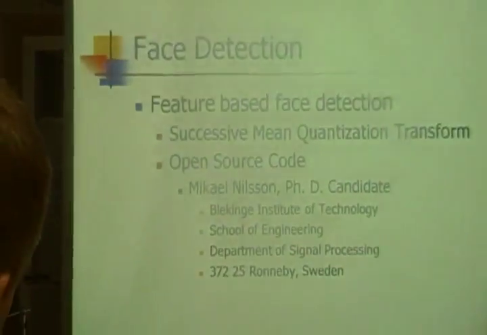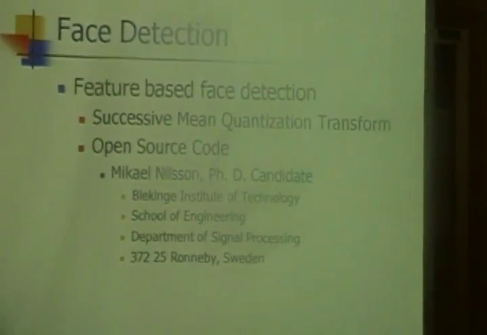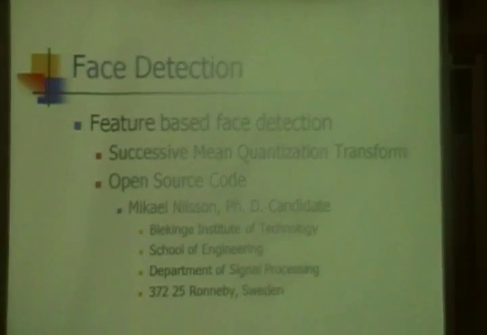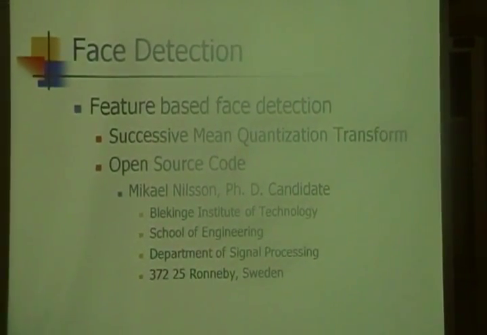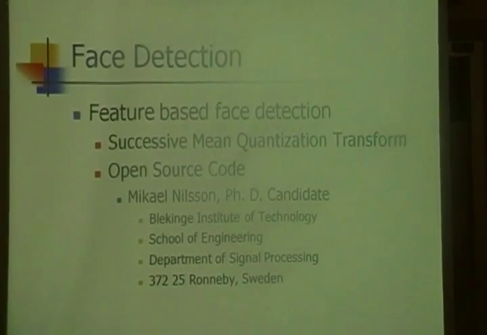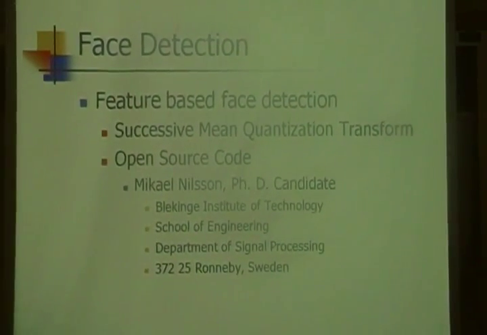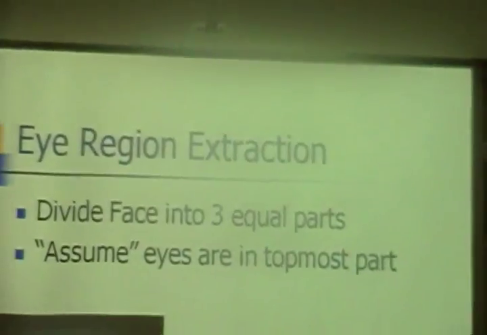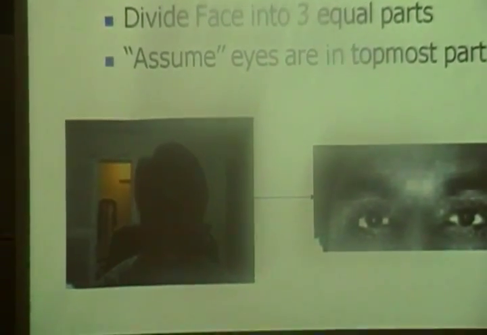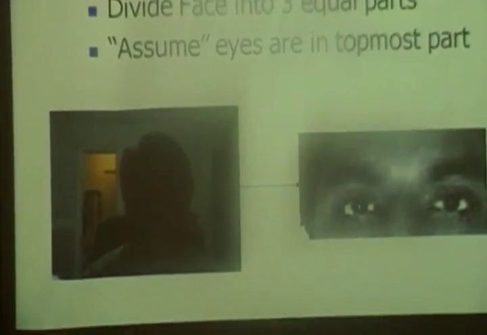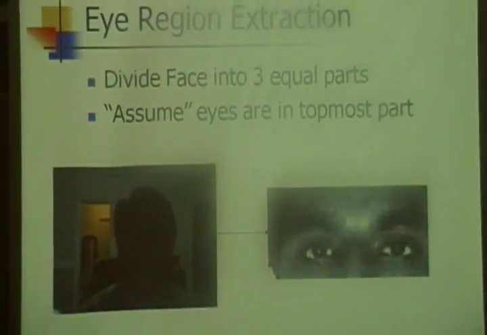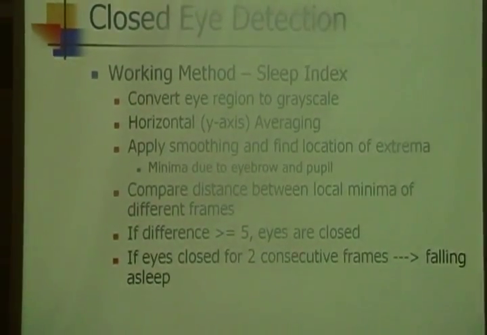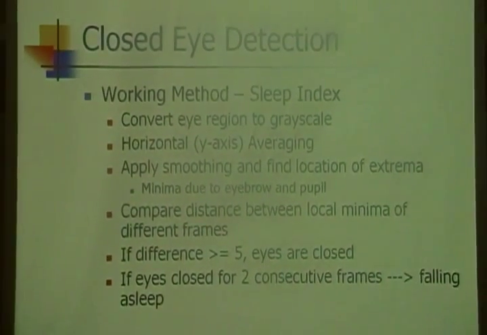So once we get the frame, we use face detection in order to get the eyes. We are amateur image processors, I guess you could say. So we took Mikhail Nielsen's open source code for successive means quantization transforms to detect the face. What it does is it looks at the image at different quantized levels to pick out certain patterns to detect the face. Once you detect the face, we split the face into 3 parts. We take the top third of the face, and that's where your eyes are hiding.